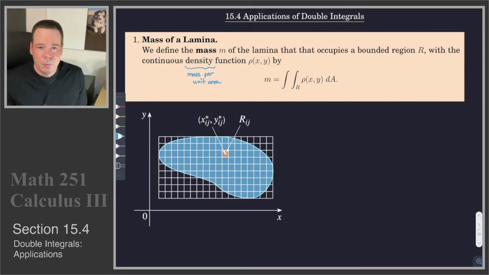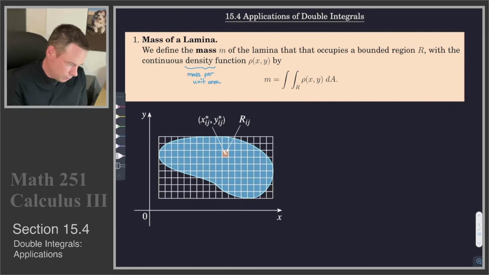Well, we attack it like we would any other problem in calculus. We chop it up into a bunch of little bits, and on each little bit we approximate the density by a constant at some sample point. So there's our picture. We've split up our lamina into a bunch of little squares, or little rectangles. They don't have to be squares, but little rectangles. On each rectangle we pick a sample point, that's xij star, yij star, and at that sample point we evaluate the density. And so I can find the density of that little orange region.